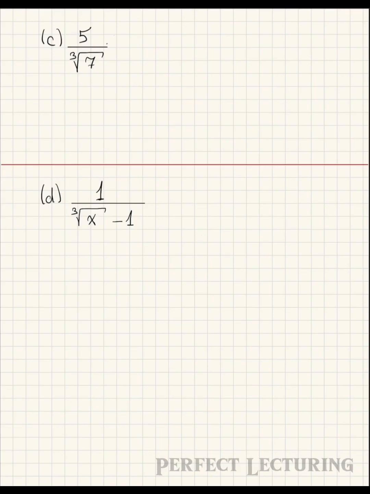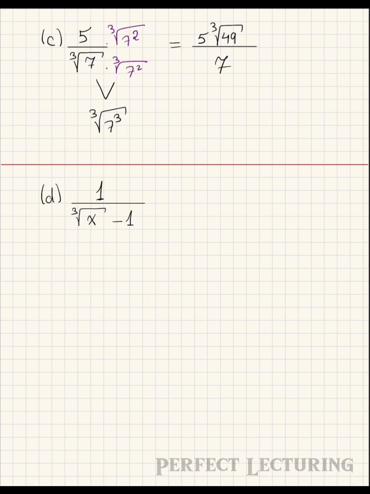So we multiply up and down by the cubic root of 7 squared, and this gives us 5 times the cubic root of 7 squared, that is 49, and this, as we said, becomes the cubic root of 7 to the power of 3, which is 7 to the power of 3 over 3, and that is a 7.